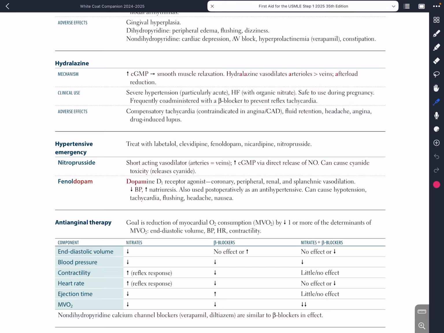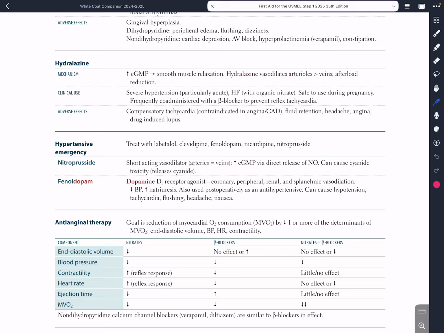So again, if you experience reflex tachycardia, give them a beta blocker like metoprolol. Compensatory tachycardia is contraindicated in angina. So an adverse effect of hydralazine is compensatory tachycardia. Compensatory tachycardia is a big side effect of hydralazine, and therefore hydralazine is not the preferred drug in angina or coronary artery disease.